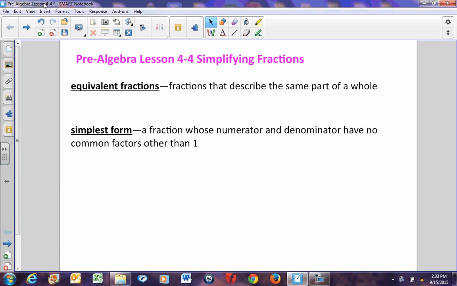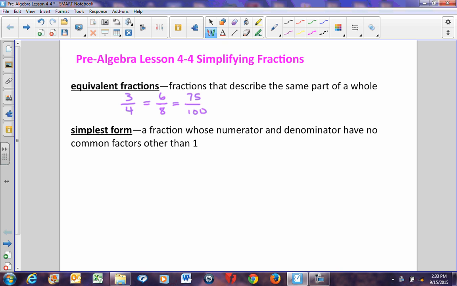This is Free Algebra Lesson 4-4, Simplifying Fractions. Equivalent fractions are fractions that describe the same part of a whole. For example, 3 over 4 is the same thing as saying 6 over 8, which is the same thing as saying 75 over 100. All three of those are the same equal fraction.